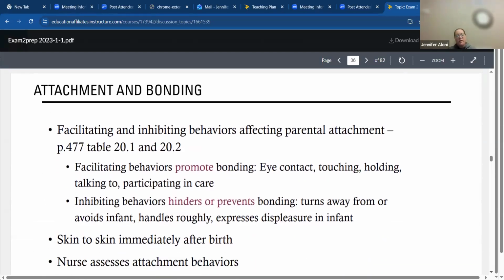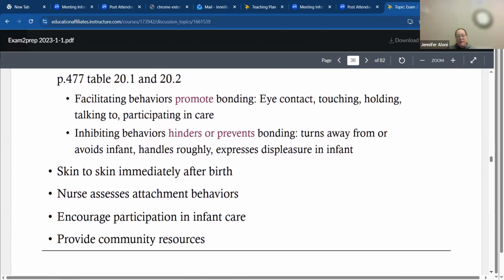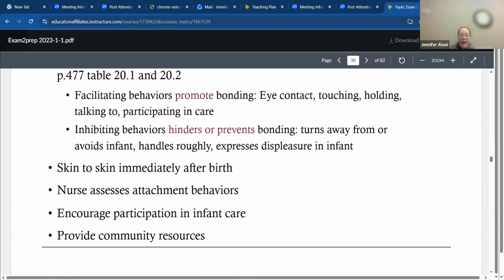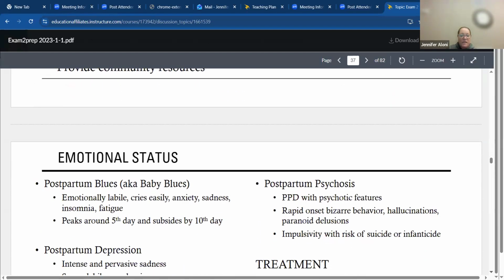Attachment and bonding, we make sure that we see eye contact, touching, holding, talking, participating in care. We want to do skin to skin right after birth. That means baby skin to mom skin or baby skin to dad's skin. We're going to keep an eye out as a nurse for those kinds of attachments.